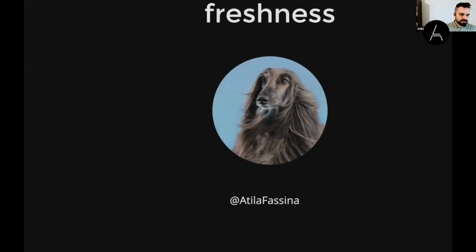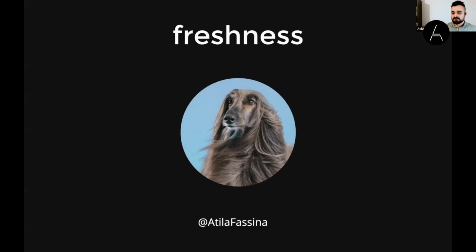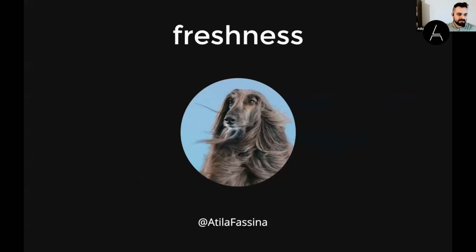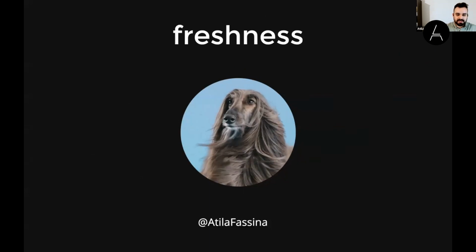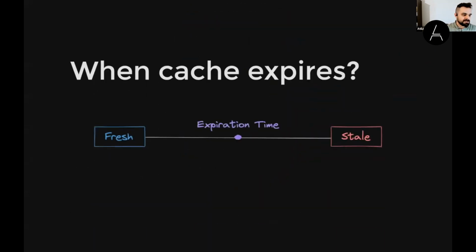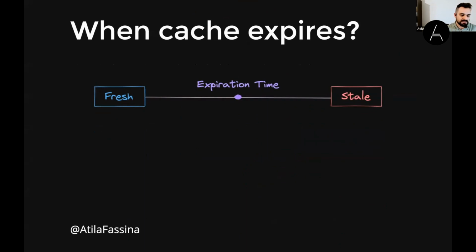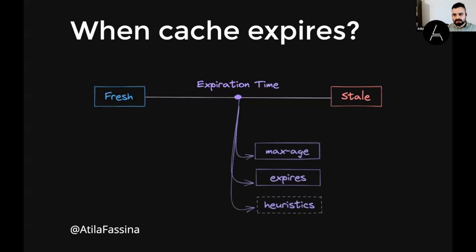And the first important concept when talking about cache is understanding what cache freshness is. It's a state of our cache, and it's basically when the cache is below its expiration time. After the expiration time is done, we consider our cache stale. And expiration time can be determined in 3 different ways, in this order. So you have the max age.